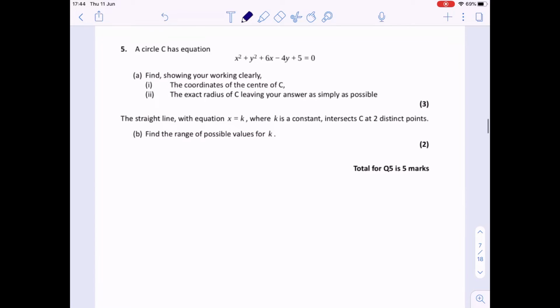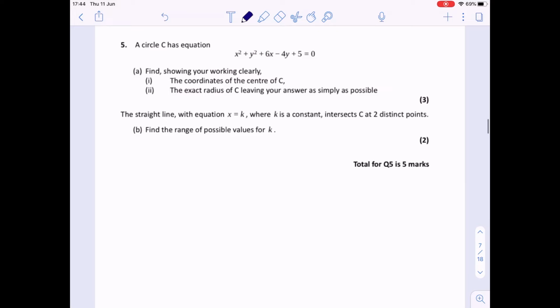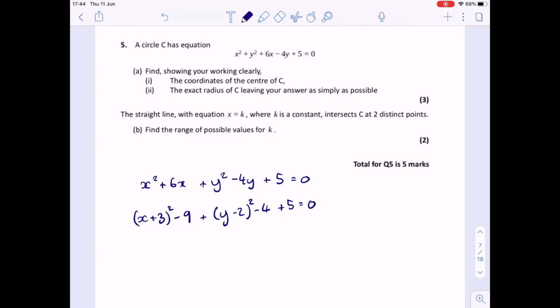Now, the key process here is to try and complete the square to break up this circle. So if we group the y's and the x's together like this, we can start looking at completing the square for x. So that's going to be x plus 3, halving 6, and then take away the 3 squared, so minus 9. And if I do the same for y, we'll have y minus 2, half of 4, squared, minus 4, that 2 squared. We've still got that plus 5 at the end, so that equals 0.